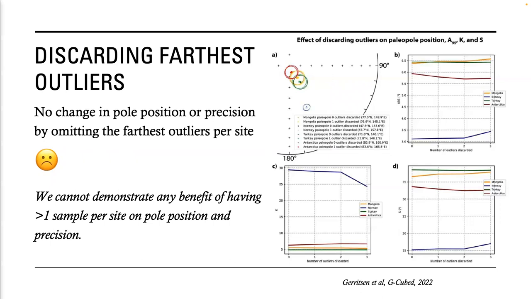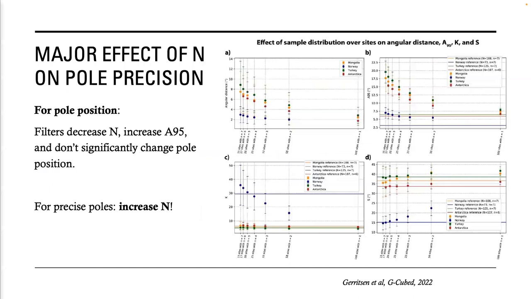I try to discard the farthest outliers. If you have six or seven directions, you can try to kick out, let's say, the one, two, or three worst performing or farthest outlying data points. Makes absolutely no difference for the pole position or precision. What does have a major effect is that I have a limited amount of time in the field. So what we tested here is, suppose we can take 100 directions and we distribute those directions as one direction per site or seven directions per site, then this is what happens. n becomes large, so A95 plummets with increasing n.